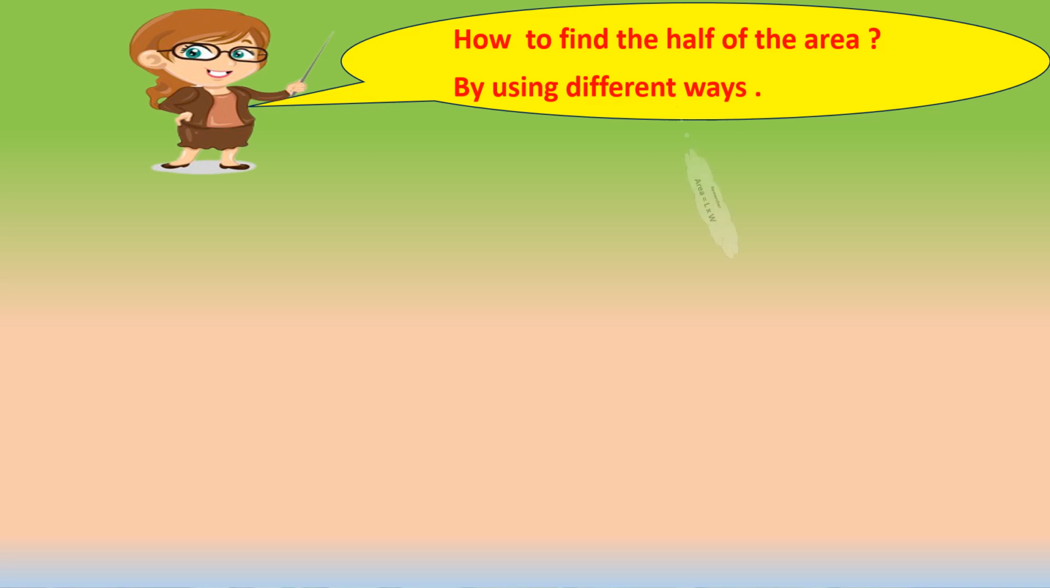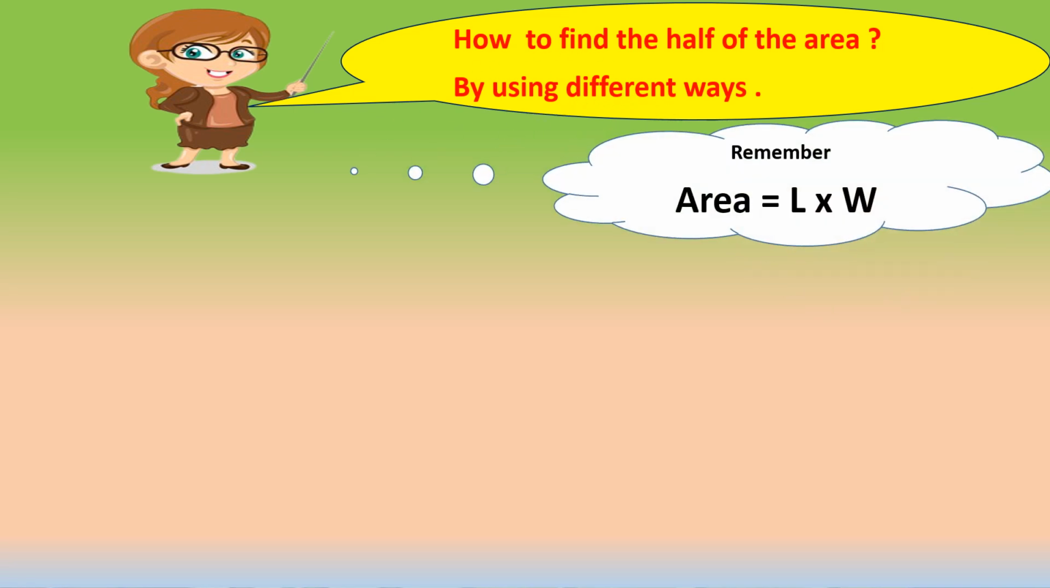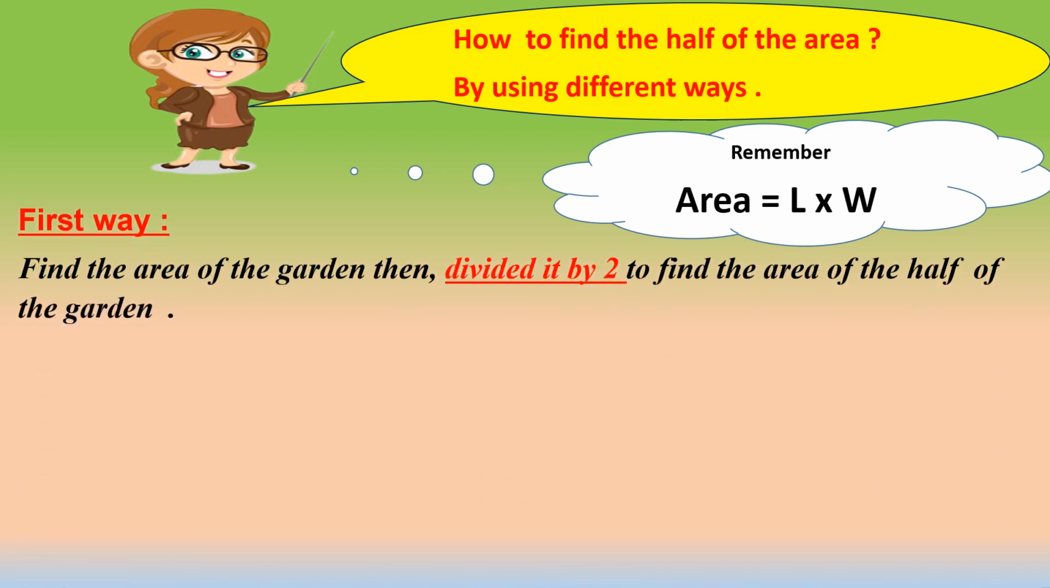The area equals what? Remember that the area equals length times width. I know that from the first term, right? First way, I will find the area of the garden, then I will divide it by 2. By 2, why? To find the half of the area, to find the area of the half of the garden.